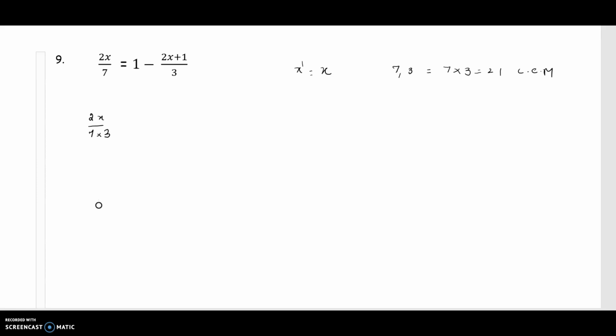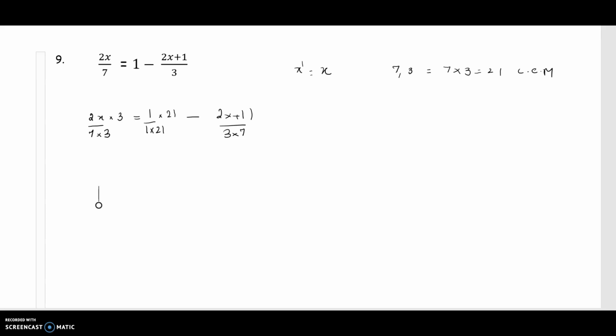So if I multiply the denominator by 3, I need to multiply the numerator by 3 as well. So 1 over 1. I want the denominator to be a 21. So 1 times 21 is 21. And I multiply the numerator by 21 as well. Minus 2x plus 1 divided by 3, times 7 is 21.